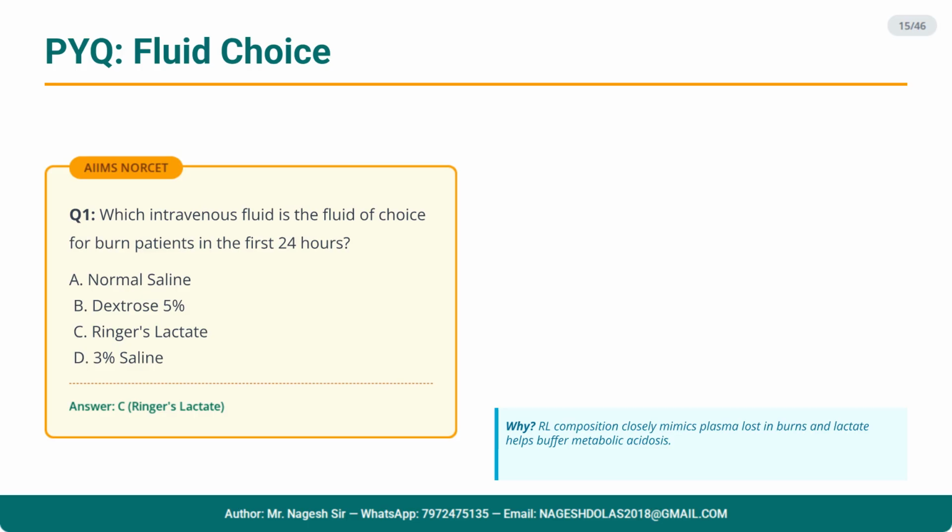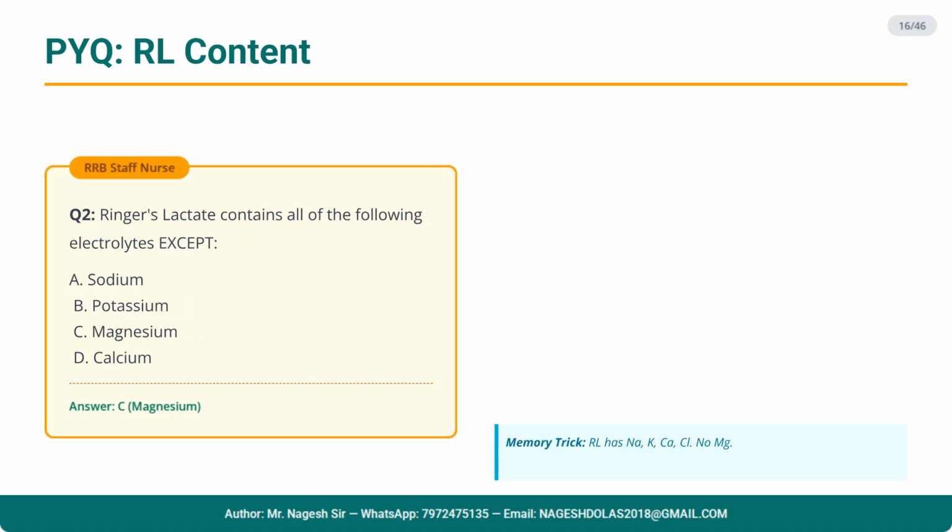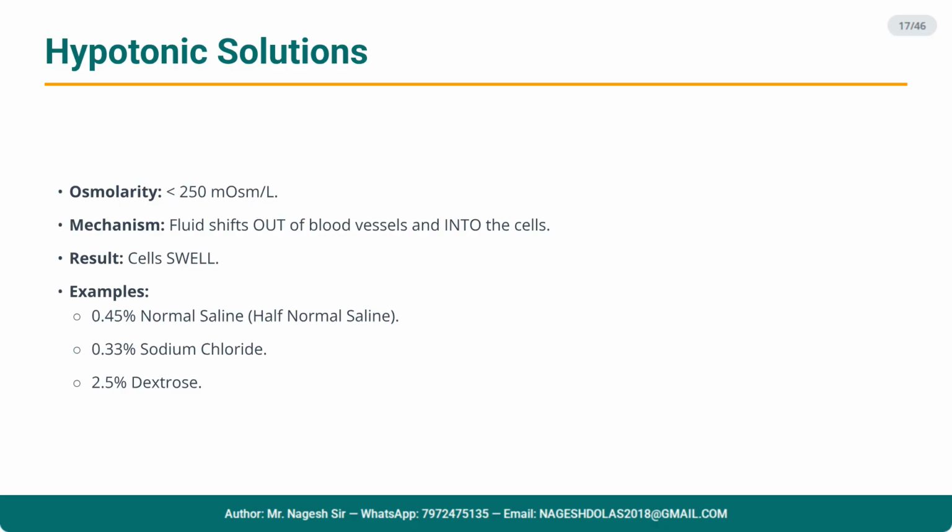The fluid of choice for burn patients in the first 24 hours is Ringer's lactate. This is because its composition closely mimics plasma lost in burns, and lactate helps buffer metabolic acidosis. Ringer's lactate contains sodium, potassium, chloride, and calcium, but not magnesium.